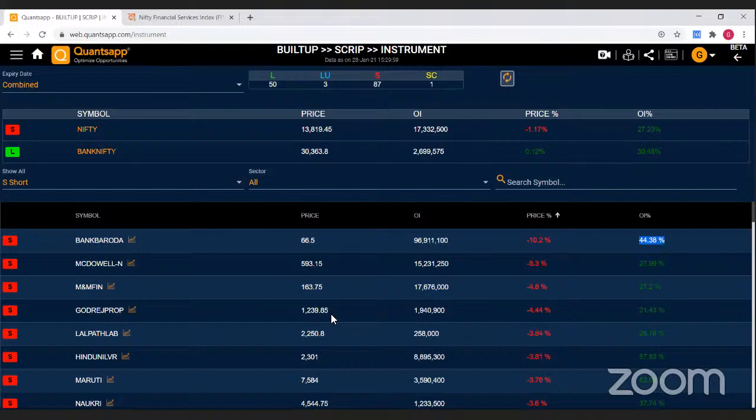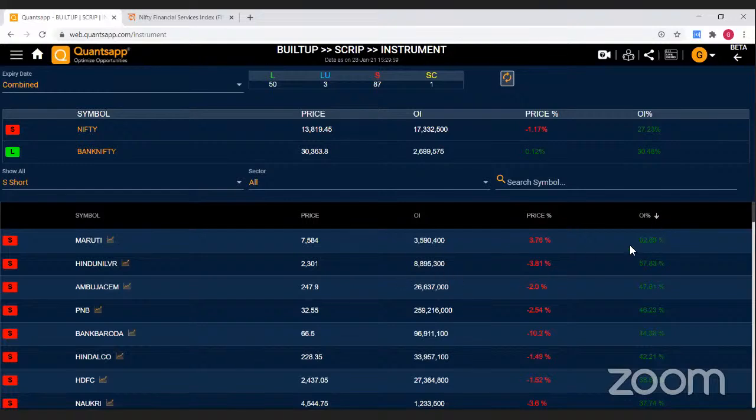What does it tell you? It tells you there's a short build up that has been made today in Bank of Baroda. Price has declined by 10%, OI has increased by 44%. You can see the market participants have made a new increase in the open interest by almost 44% when the prices are also declining. So you can see what kind of confidence, or what kind of thinking market participants have about the particular stock.